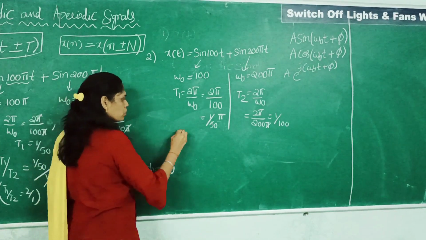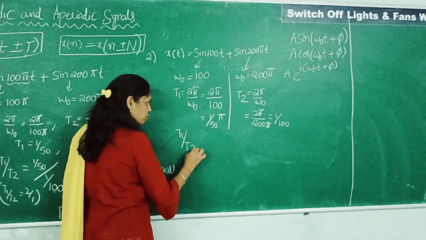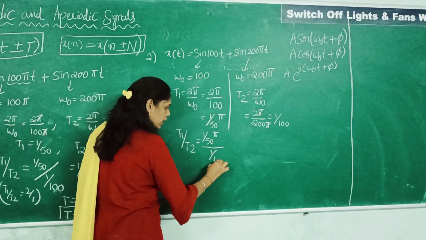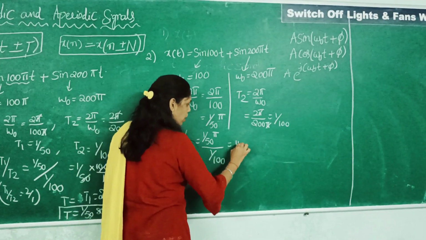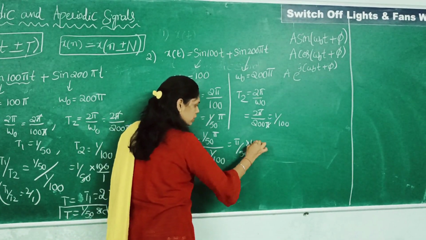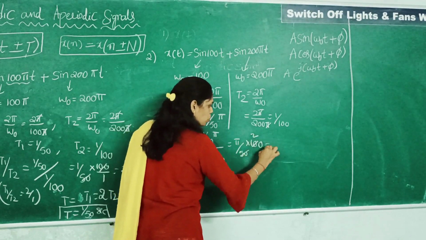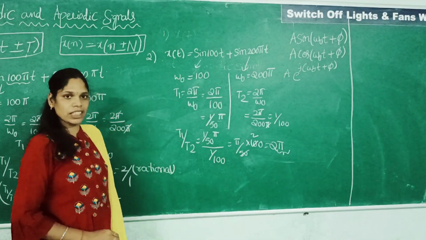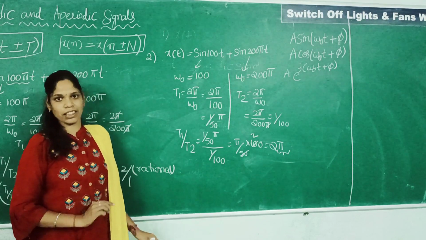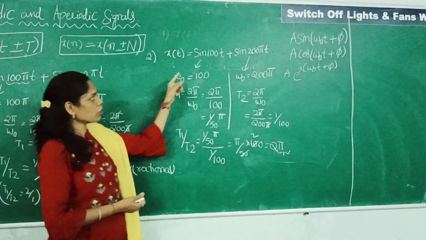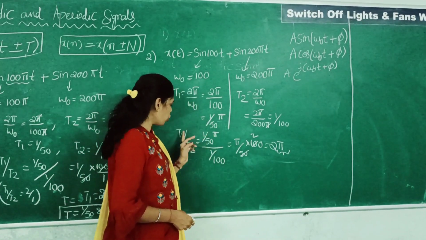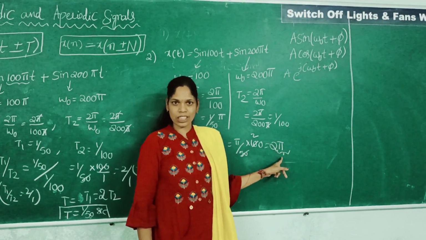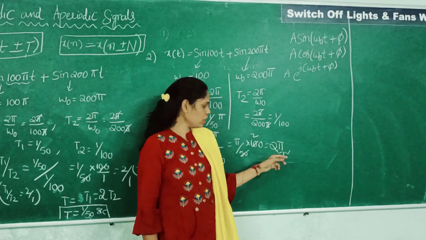Okay, so T1 and T2. What is the ratio of T1 by T2? 1 by 50 pi divided by 1 by 100. So what you will get? 1 by 50 pi multiplied by 100. So what is the value we are getting? 2 pi. Here there is a value of pi. Pi is nothing but 22 by 7, that is an irrational number here. So the value we got for T1 by T2 is 2 pi. Here pi is an irregular pattern of numbers, that is, we can say an irrational number. So we got 2 pi.